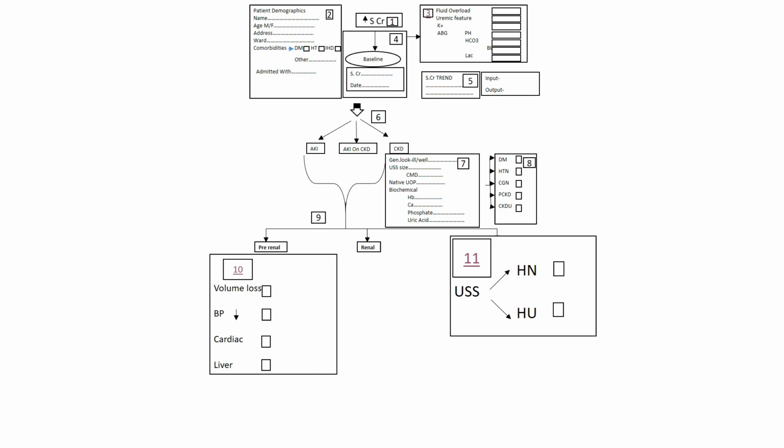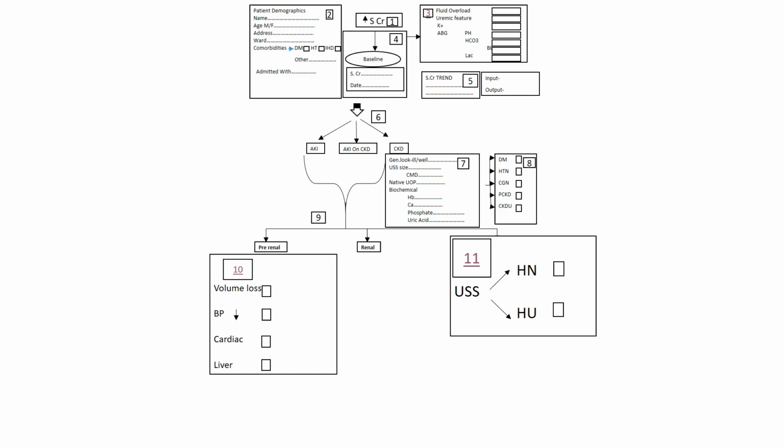After excluding both pre-renal and post-renal causes, we come to the nephrology team. As you can see, so far the nephrology team is not really needed. This has been largely general medicine rather than nephrology.